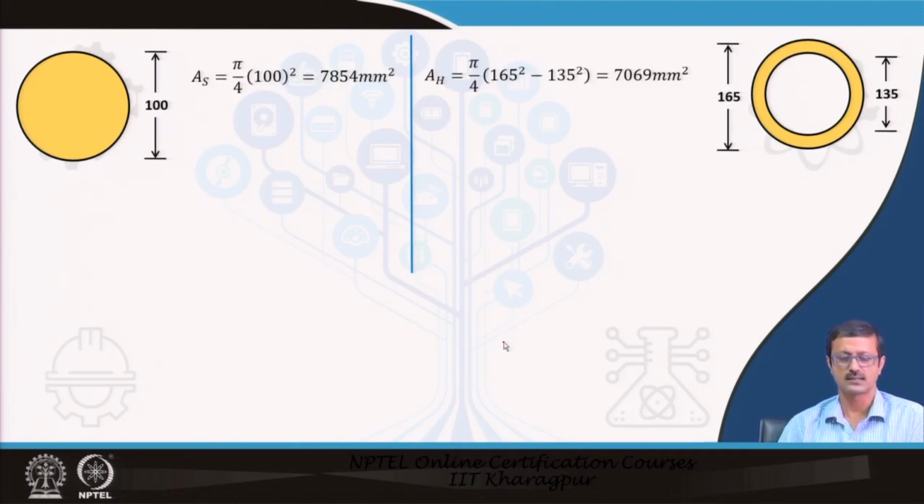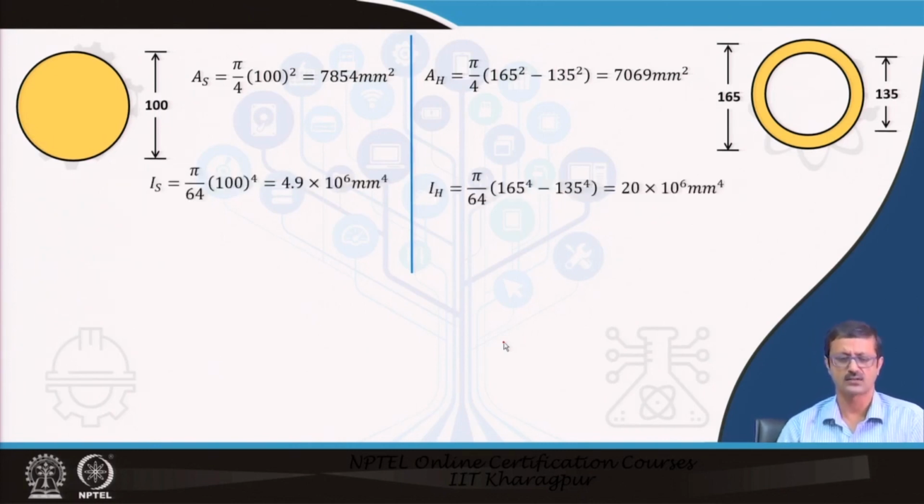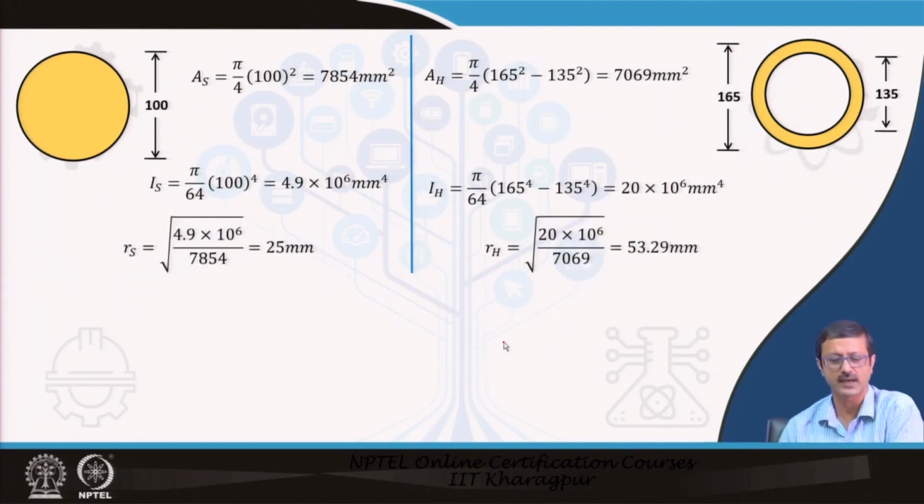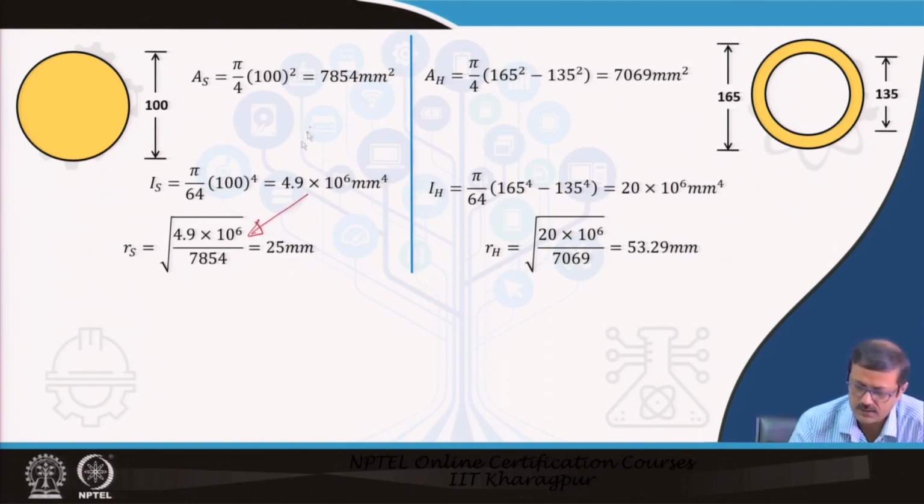I am comparing the strength of these two sections. One is a column of solid circular section and another one is a hollow section. I have computed almost similar areas. I have computed the moment of inertia of the hollow and the solid sections. I also computed the radius of gyration. See how I computed it. This is the I value and this is the A value, and under root.